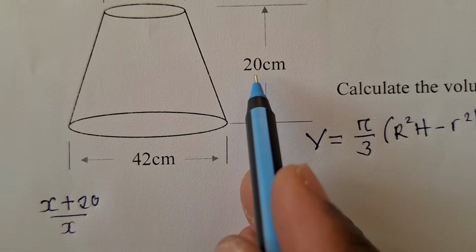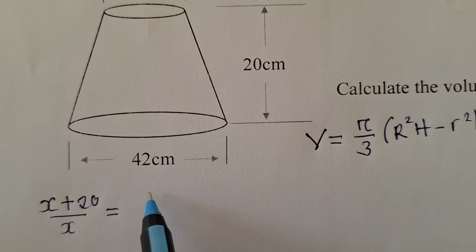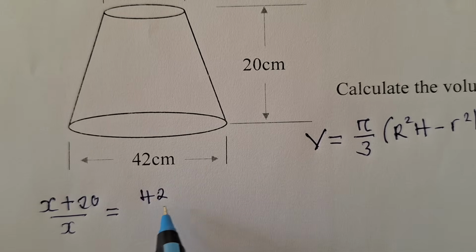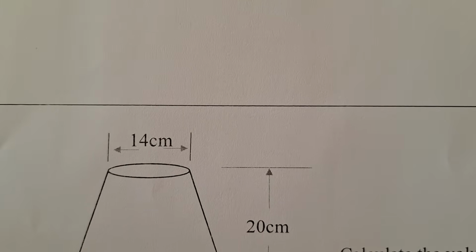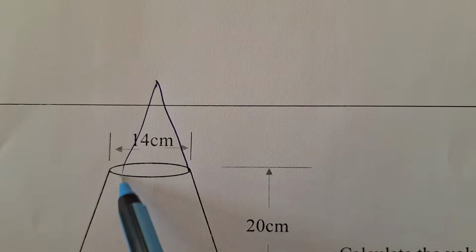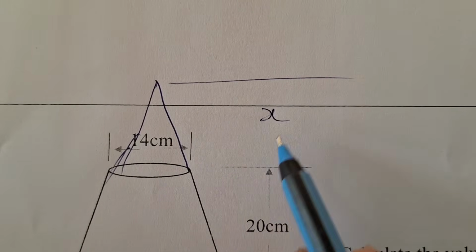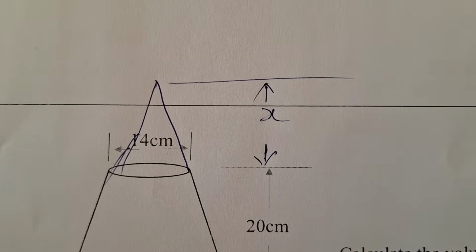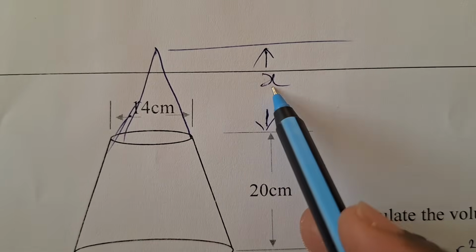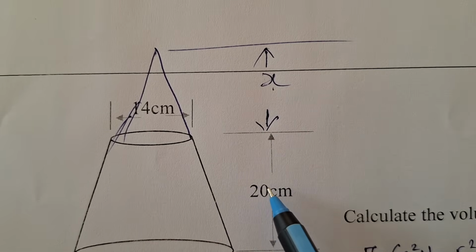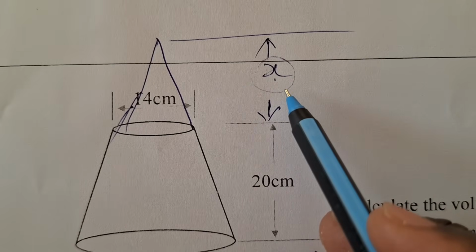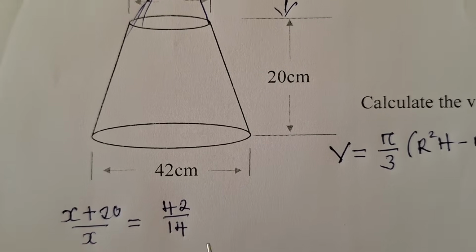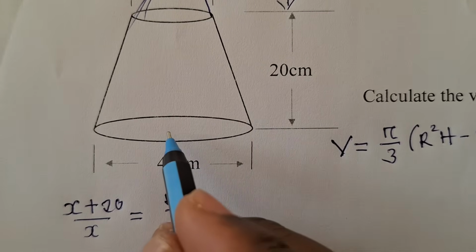So this is the 20 we're talking about. It's equal to 42 over 14. Normally what happens here is that we've got this, it has been cut, and we don't know this height from where it has been cut. So we are going to say this x plus 20, which is the height of the cone before it was cut, over the height of what has been cut, is equal to the diameter of the radius.